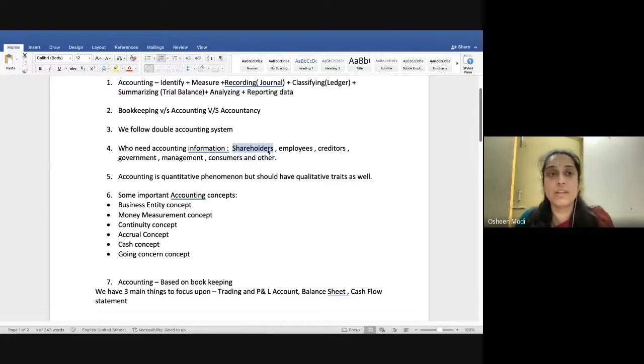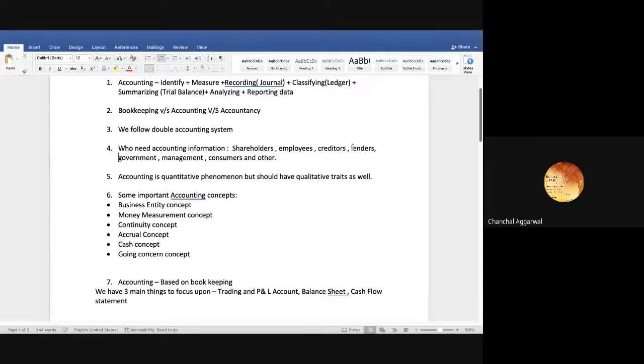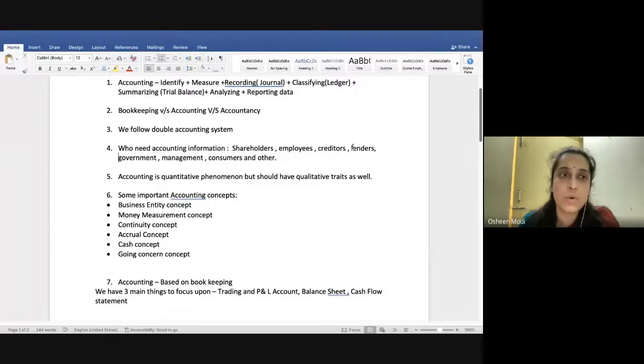Third, creditors. How many of you are aware about the term creditors? I'll put one more term here, lenders. How many of you are aware about this particular term, creditors? A company or a person who gives borrowed money. The point is anyone to whom the company owes to repay or pay back the amount which the party is providing is what we call creditor.